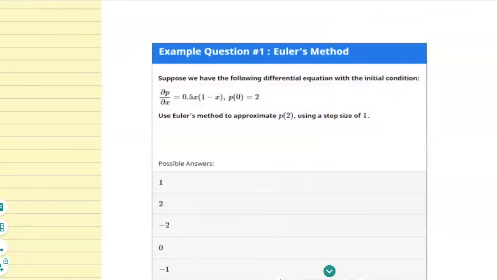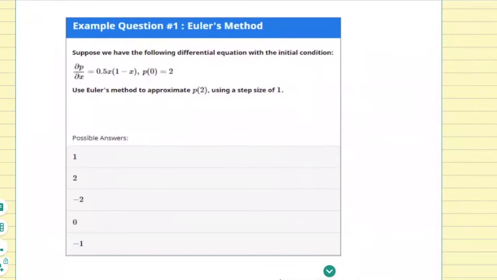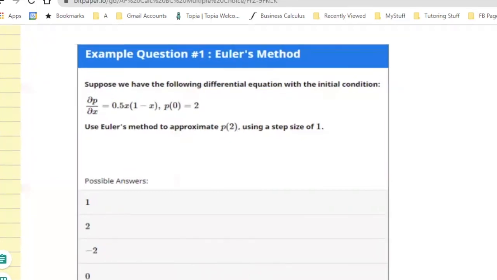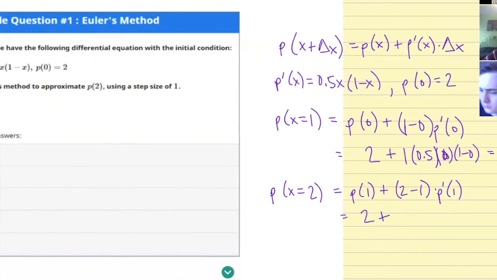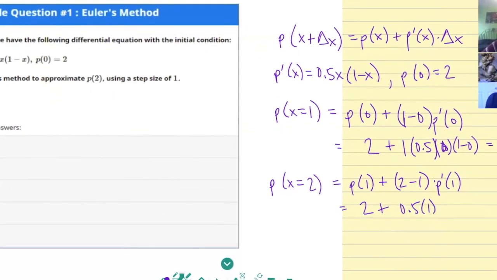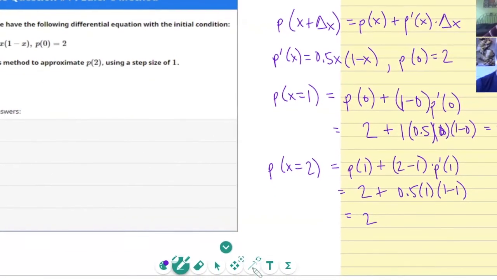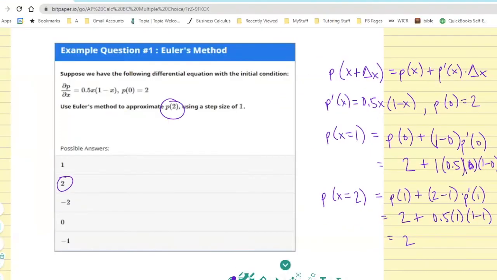Euler's method. I think that's the way you pronounce it. Some people say Euler. So we're going to use this to approximate a value P of 2, by using a step size of 1. Does that make sense?